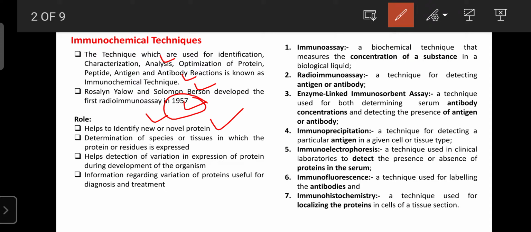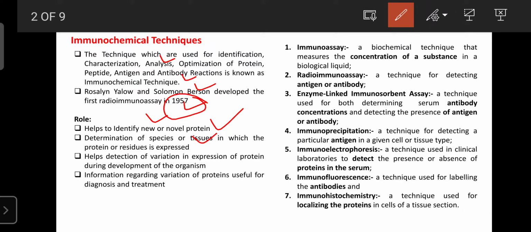Next, this technique is helpful for the determination of the species or tissue in which the protein or residue is expressed. Expressed means the changes in their structure. Changes in the protein structure can cause abnormal endocrine or metabolic disorders. For example, any structural changes in the insulin or the proteins present in the beta cells or insulin receptor are known as protein expression.